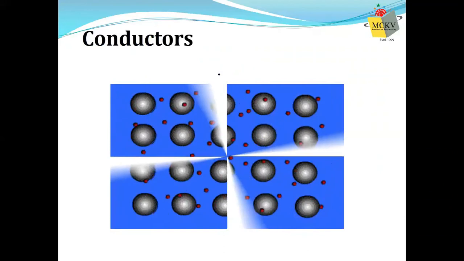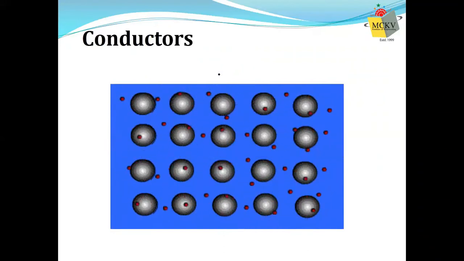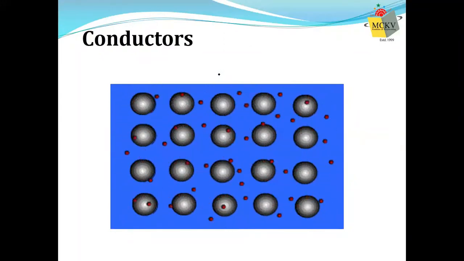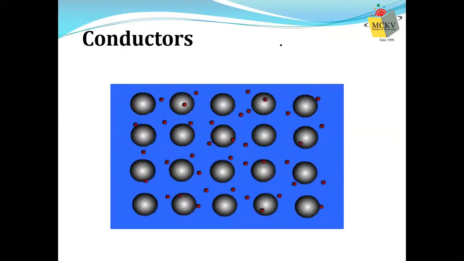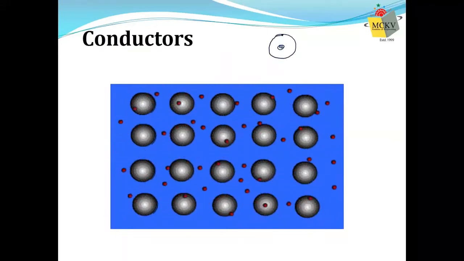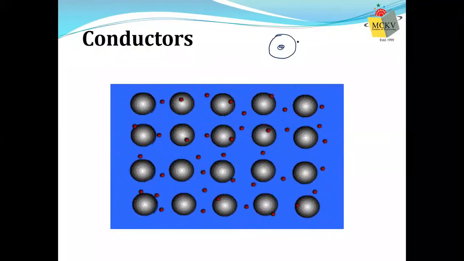Now, in conductors, or specifically in case of metals, there are a large number of free electrons. What is meant by that? We know about atoms, and according to Bohr theory, an atom is composed of a nucleus of positive charge surrounded by electrons rotating around the nucleus in different orbits.